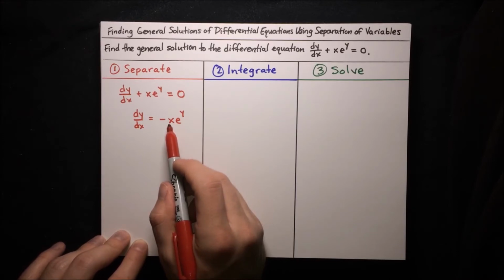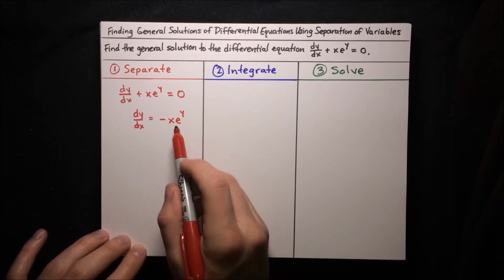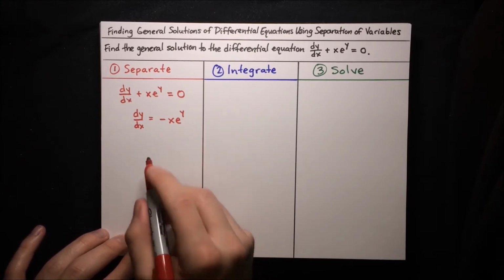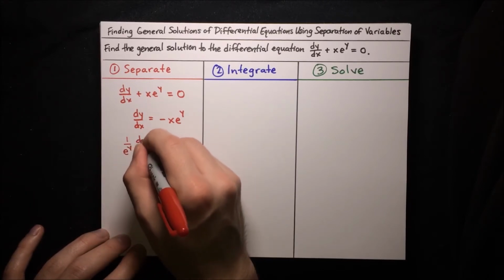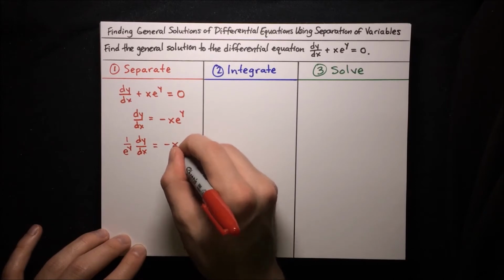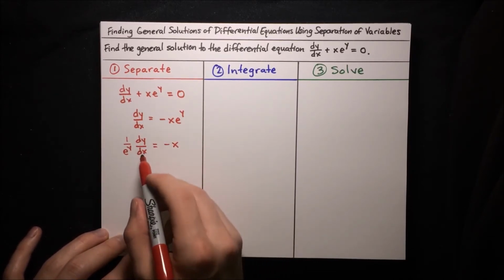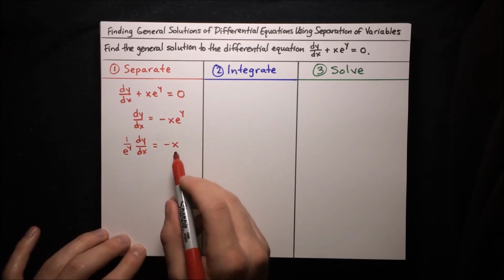Now one thing to be careful of whenever you divide is that you need to be cautious whenever you divide by something which could potentially be 0. We're safe here though, because e to the y is never 0, no matter what y is. So divide both sides by e to the y, get 1 over e to the y, times dy/dx equals negative x. And there we go. We've got the equations separated. The dy/dx and the y terms on the left-hand side, whereas there's only x terms on the right-hand side.